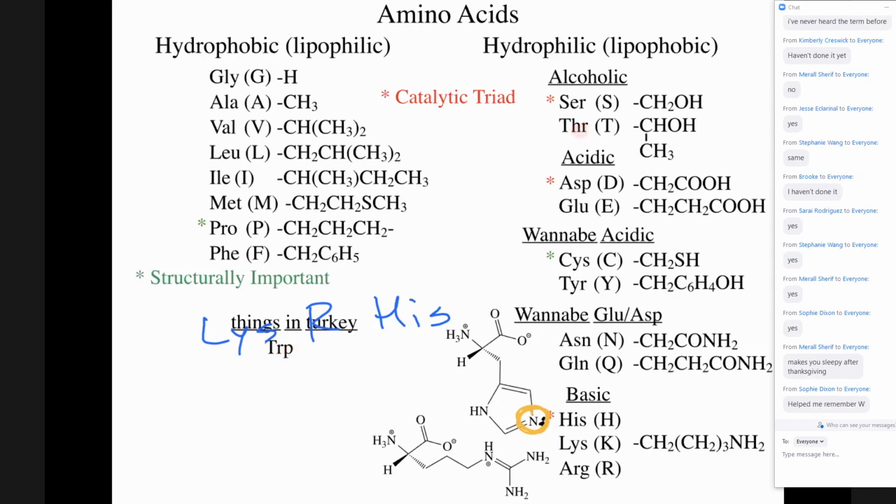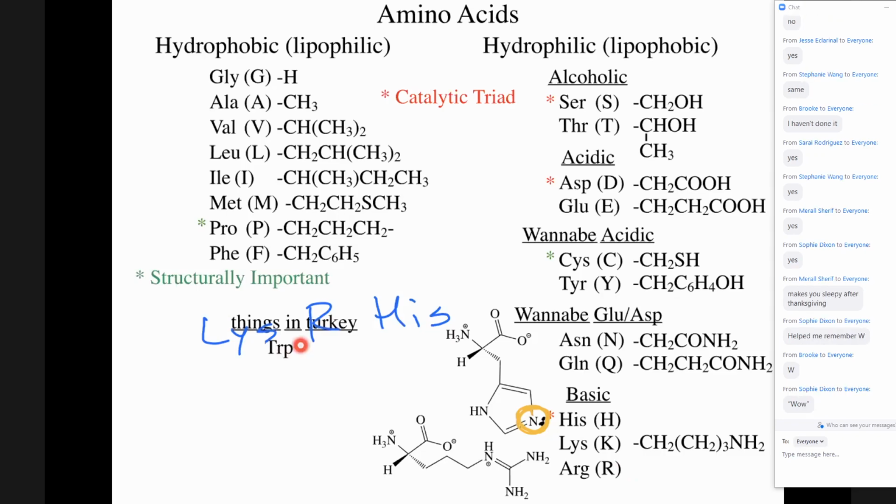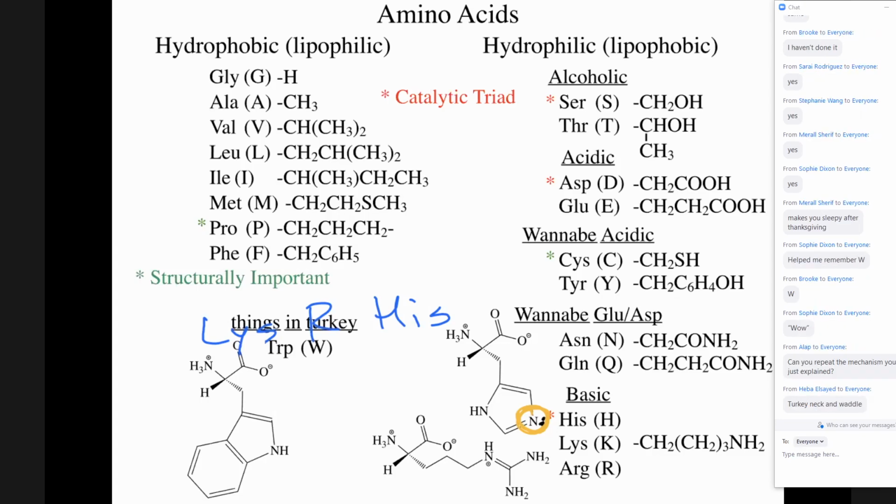T is already taken, A is already taken, and P is already taken. So tryptophan is double-U. Wow, that's tryptophan? Perfect. Benzene ring, again, in a tryptophan. Okay, I want to just mention real quickly why I would ever care about tryptophan.